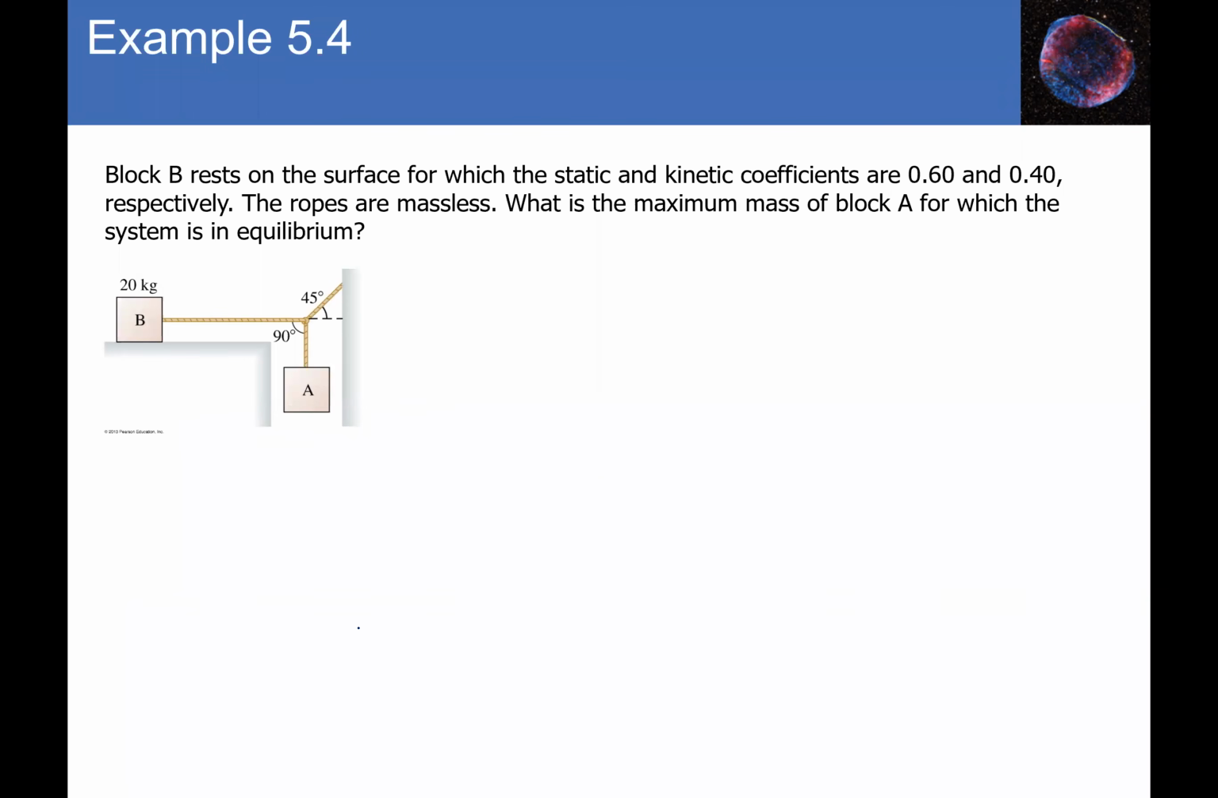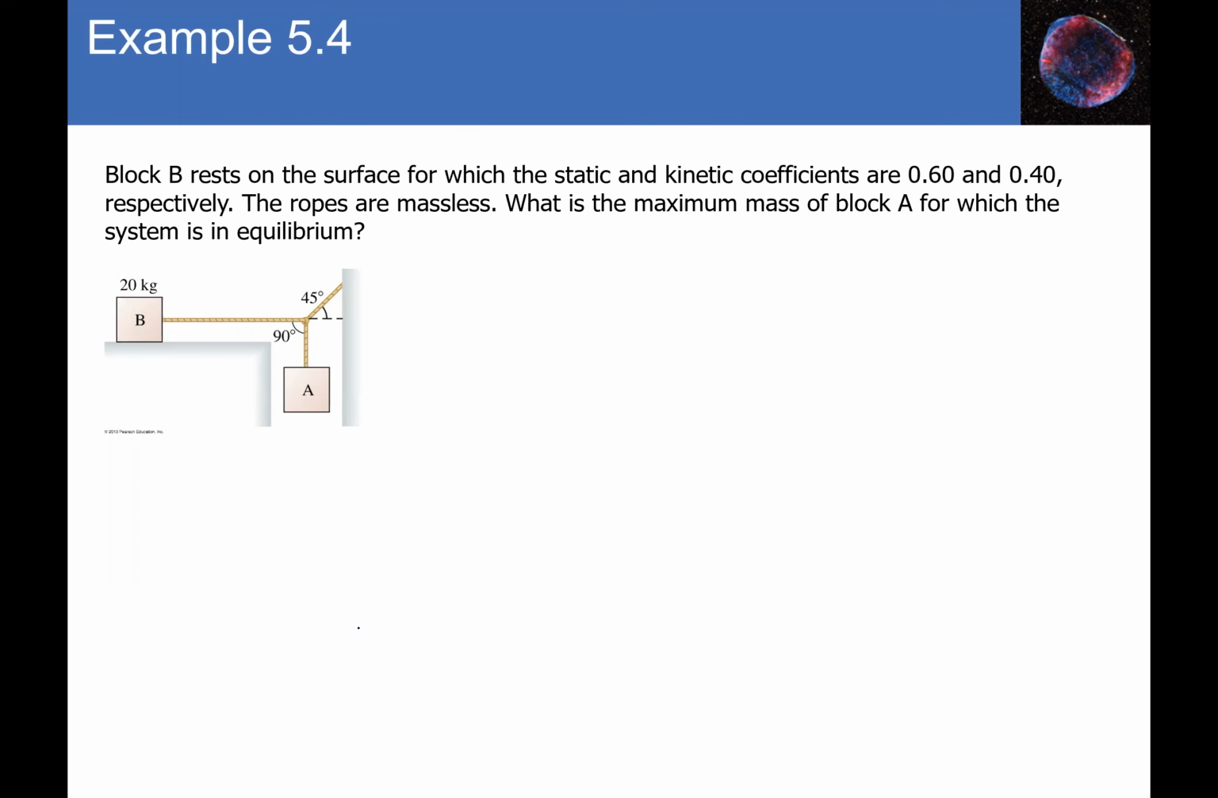All right, so here's one more example. A block B rests on a surface for which the static and kinetic coefficients are 0.6 and 0.4 respectively. Again, same thing, and the ropes are massless. What is the maximum mass of block A for which the system is in equilibrium?